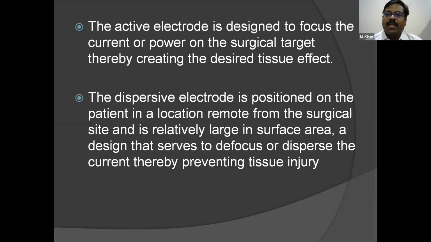The active electrode is designed to focus the current or power on the surgical target, thereby creating the desired tissue effect. The dispersive electrode is positioned on the patient in a location remote from the surgical site and is relatively large in surface area, a design that serves to defocus or disperse the current, thereby preventing tissue injury. Actually, this return electrode should be placed in the proper place, otherwise some burn will happen to the patient. Sometimes it may give a shock to the operator also.